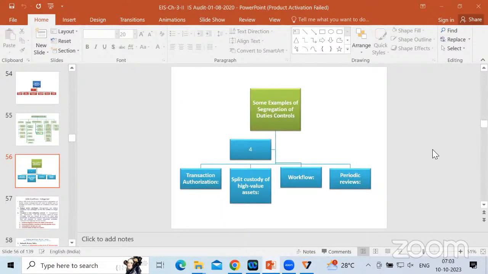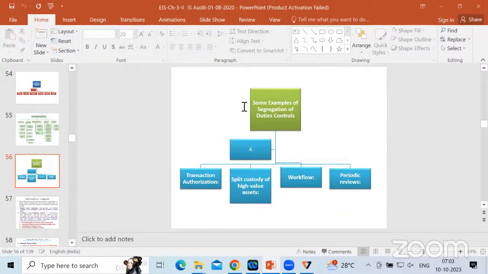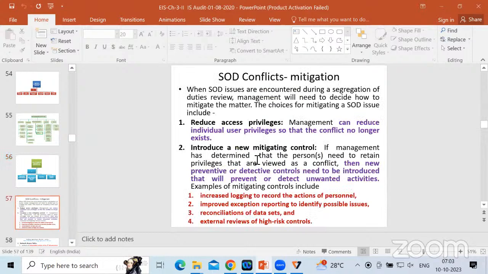The SOD is a little important. Segregation of duties. So segregation of duties means what? One person making, one person checking. So transaction authorization, split custody of high values, workflow and periodic reviews. What is transaction authorization? Somebody will be doing the authorization.